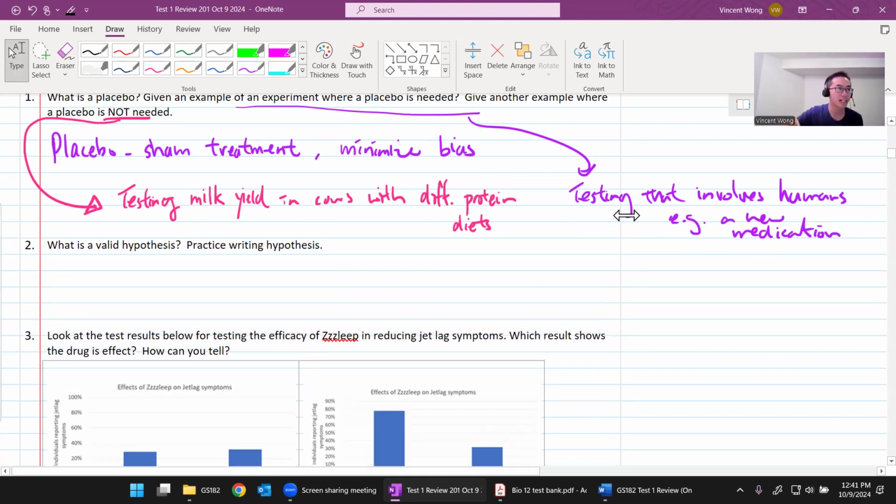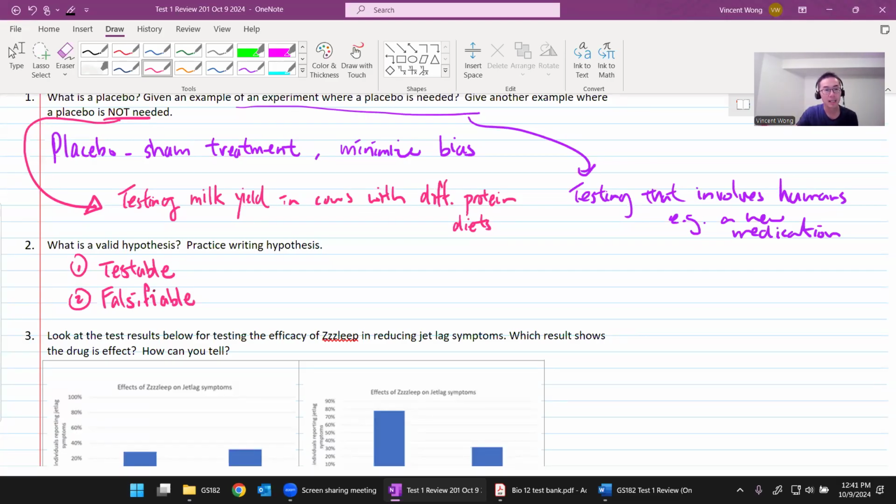What is a valid hypothesis? A valid hypothesis is going to be, number one, testable, and number two, falsifiable. It must be something you can do an experiment to check, and falsifiable as in, you could potentially be wrong.